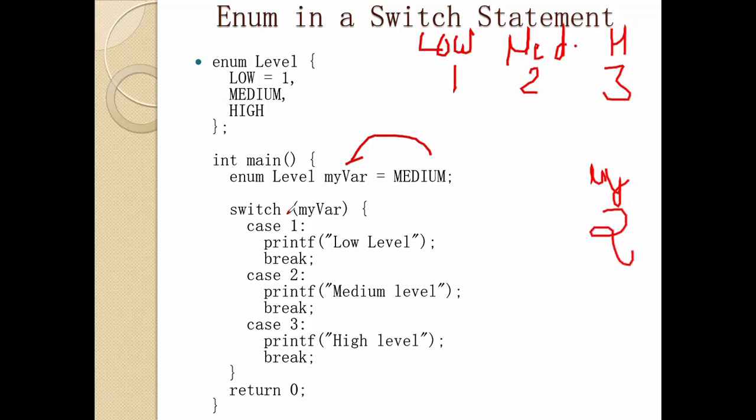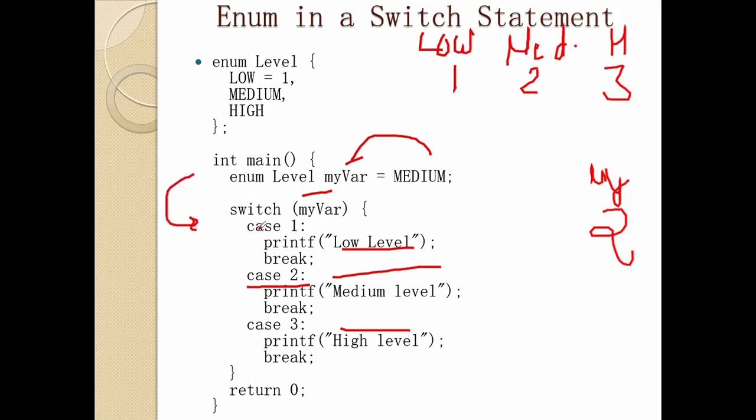And now in switch we have written my var. If case 1, if my var is having the value 1, then it's going to print low level. If my var is having the value 2, case 2, then it's going to print medium level, and for case 3 it's going to print high level. So accordingly the control will come to the switch statement.